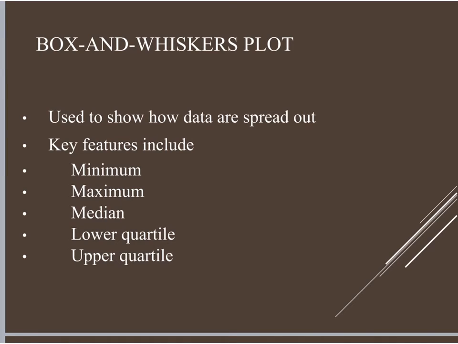Now the last type of graph that we're going to look at is what we call a box and whisker plot. Now box and whisker plots are used to show how data are spread out. Okay, and it includes features such as your min, your maximum values, the medians, and what we call lower quartiles and upper quartiles. And these are nothing more than certain types of medians as well. So this is also a median value. Okay, and I'll show you how to find these here in just one moment.